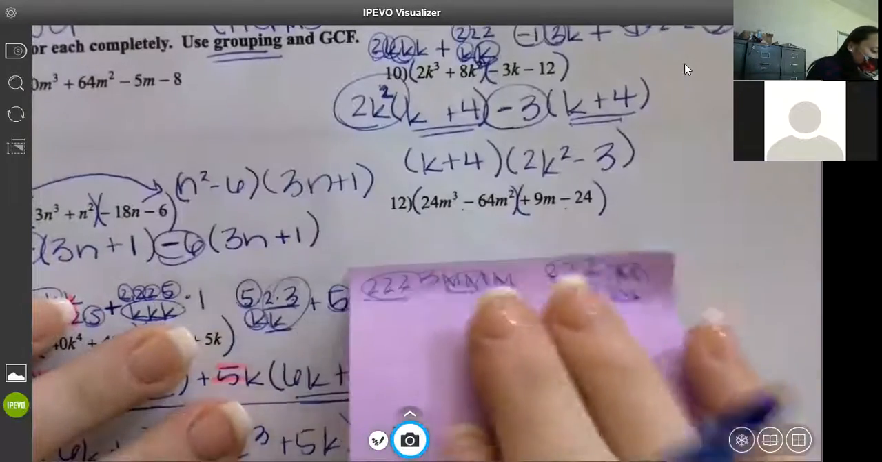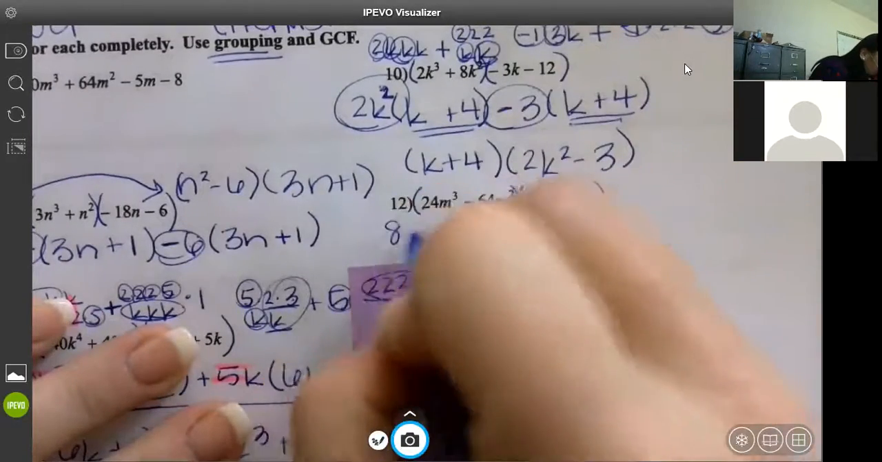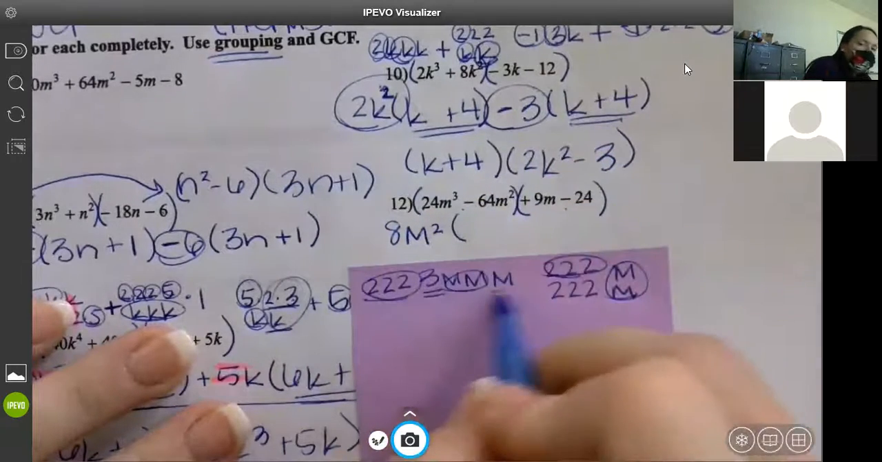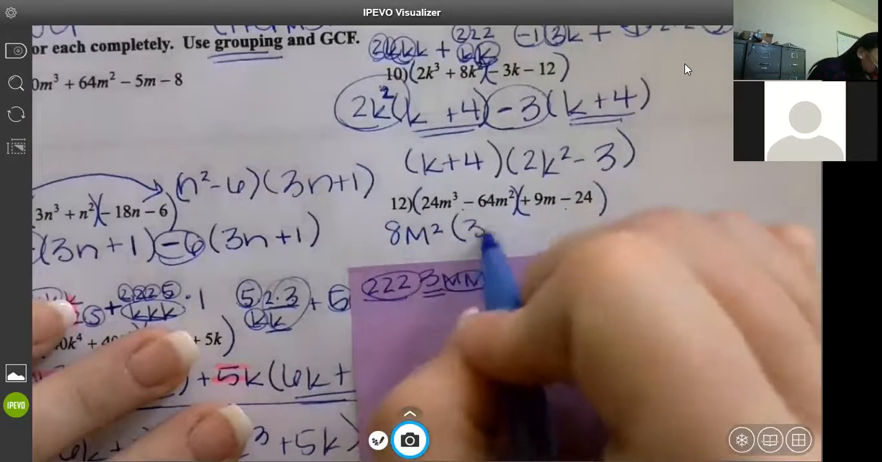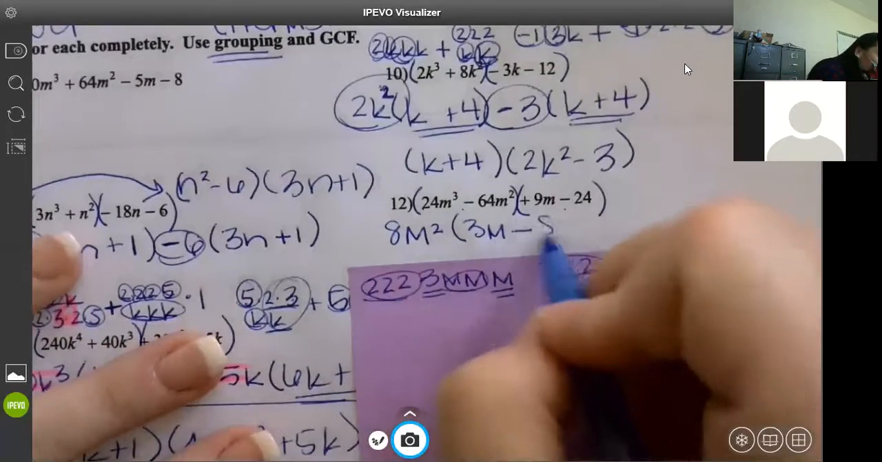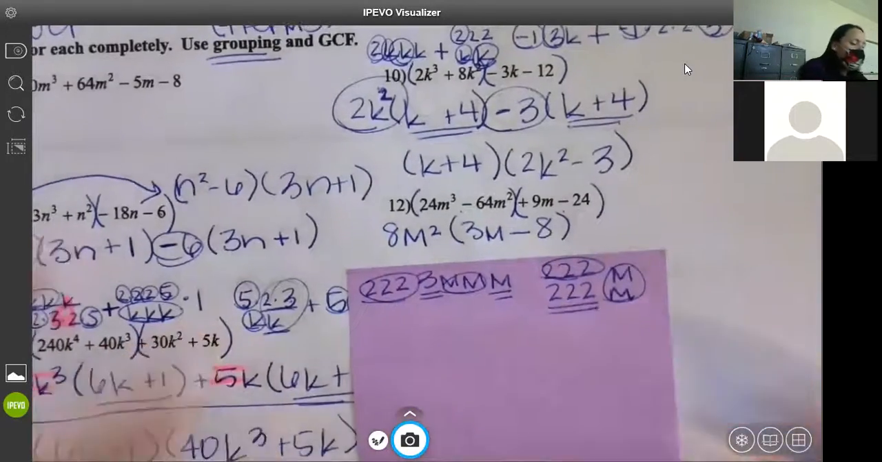Let's slide this down so you guys can still see it. So this has 8 m squared. What did we leave? In the first, we left 3m. It was a minus because I didn't take a negative out. And 2 times 2 times 2 is 8.